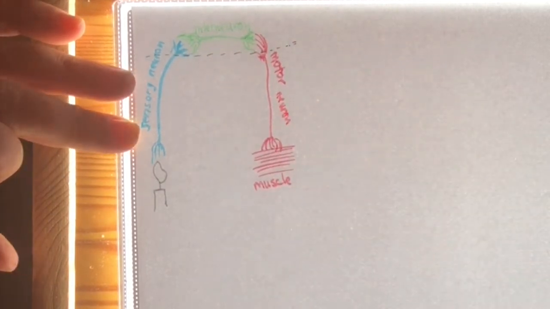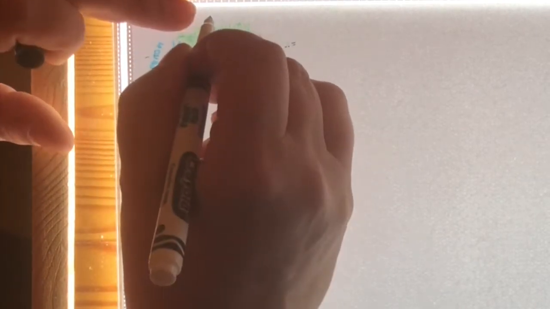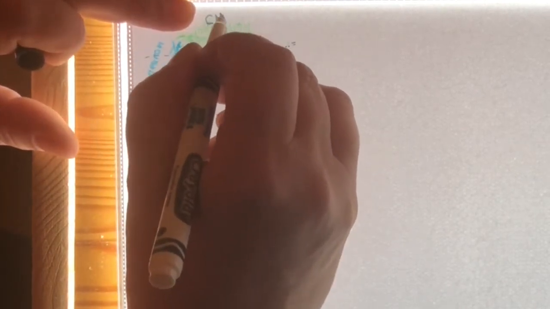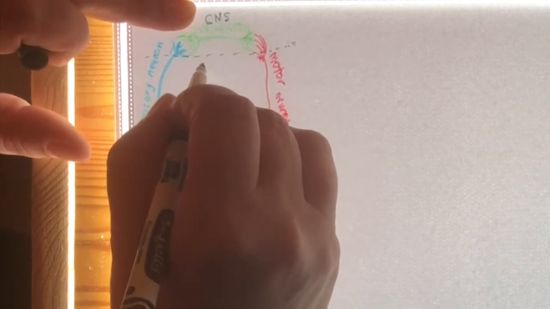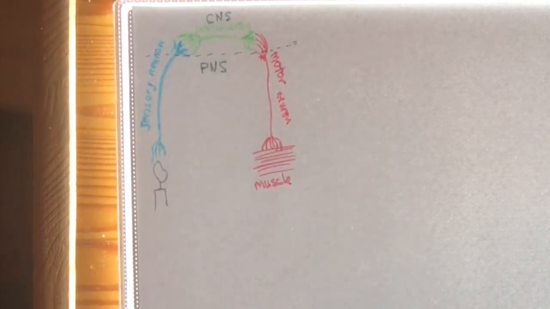Now, this dotted line here represents the division between the two major branches of the nervous system. I'm just going to write the letters because we don't have a lot of space. CNS and PNS. CNS meaning central nervous system, which includes the brain and the spinal cord. PNS meaning peripheral nervous system, which means all of the structures outside of the central nervous system.